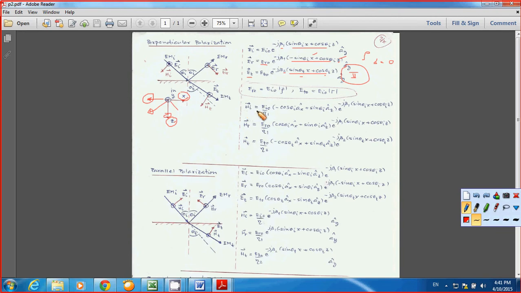And now you can write HI in terms of E, right? Because you have the relation E over H equal to what? Equal to eta, right? So that's why you have H equal to E over eta. So this one is still medium number 1, so you have to divide by eta 1, and HR in medium number 1, you divide by eta 1, but HT is in medium number 2, you divide by eta 2. And now you take a look at H.